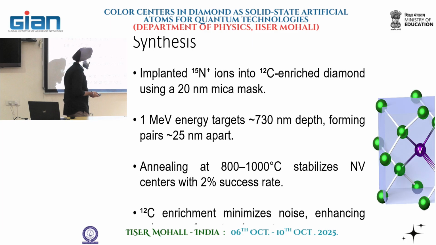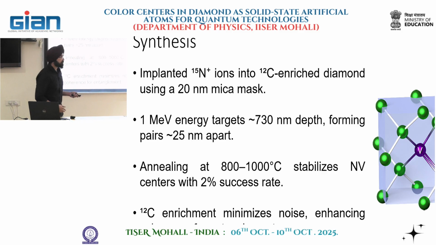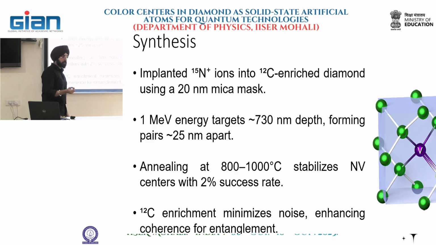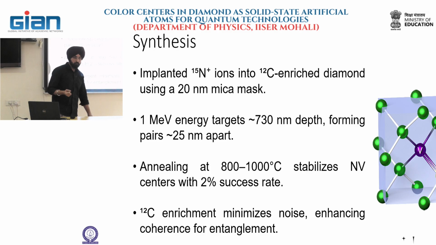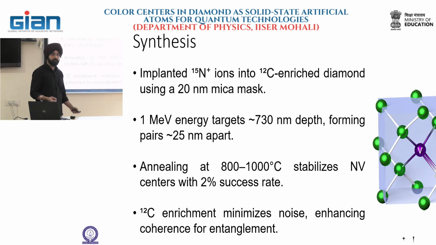Let's start with how NV centers are created. To start with NV centers, let's take a carbon 12 enriched diamond, and to create an NV defect in the diamond, we can make use of a 20 nanometer mica mask of depth 10 micrometers and holes of the diameter 20 nanometers. These holes can be kept at a distance of 25 nanometers apart, and we can then implant nitrogen 15 ions onto this mica sheet, and they can be implanted at a distance of around 20 to 25 nanometers apart.